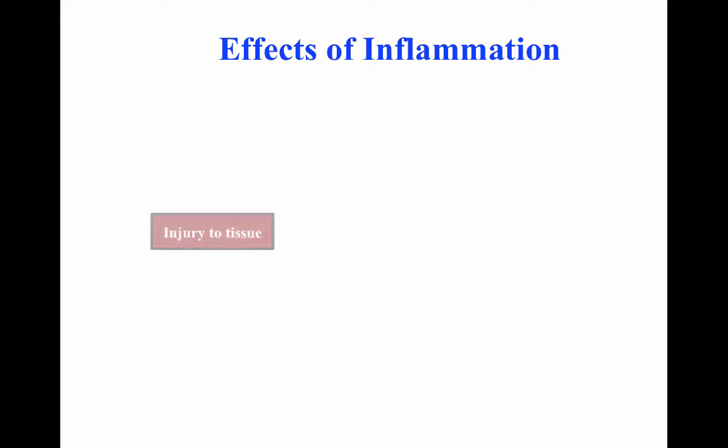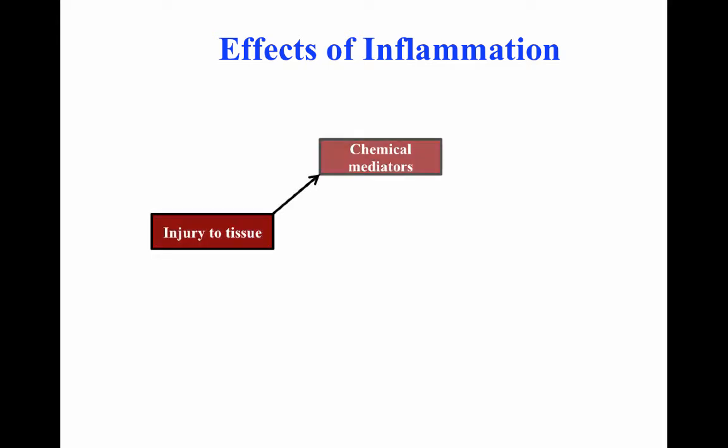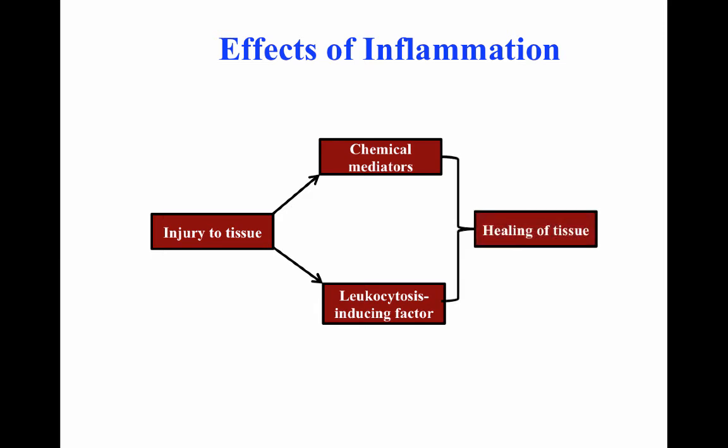Tissue injury leads to a release of different chemical mediators, such as histamine, prostaglandins, complement, and kinin, and to a release of leukocytosis-inducing factor. Chemical mediators and leukocytosis-inducing factor will initiate two separate pathways that will contribute to the symptoms of inflammation and to healing of the injured tissue. The release of chemical mediators has four main effects.